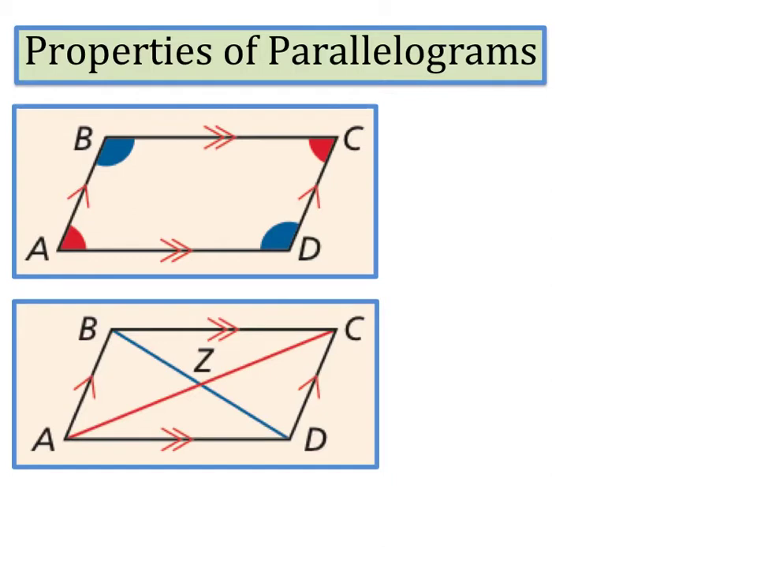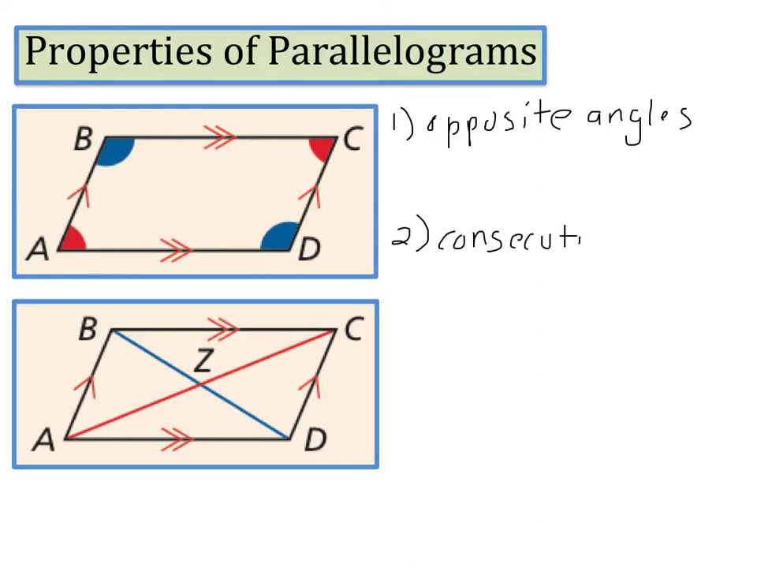There are three more properties of parallelograms that we want to talk about. The first one has to do with the opposite angles. Second one has to do with the consecutive angles. And the third one has to do with the diagonals.